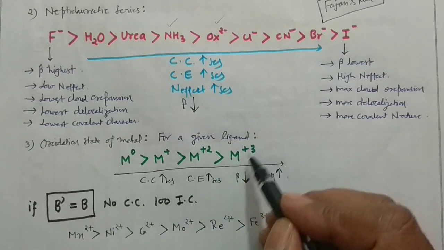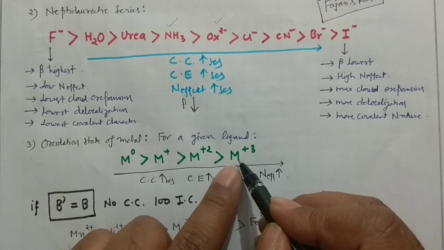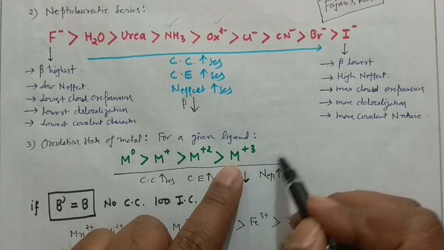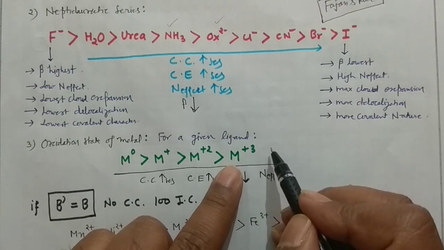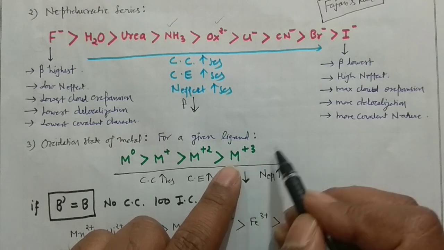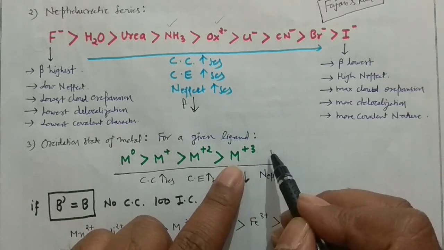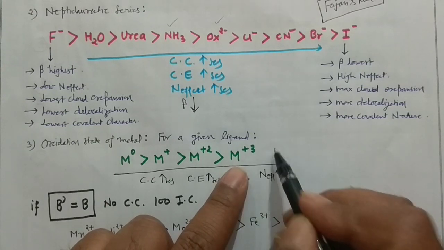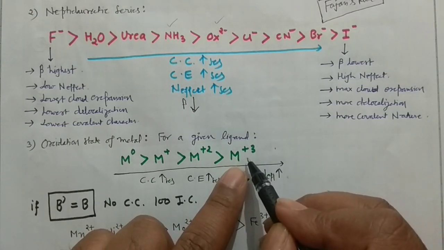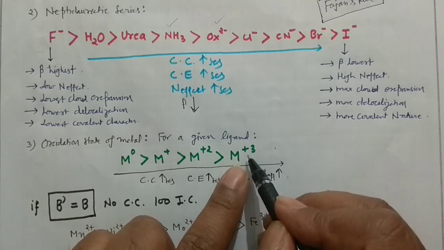a large number of electrons are not there, that means the effective nuclear charge is very high for this one. When the effective nuclear charge is very high, it can very easily polarize any ligand. And see, in the light of Fajan's rule, if it can polarize the ligand, that means it can form a covalent bond. When it forms the covalent bond, definitely the delocalization would occur. That means the nephelauxetic effect would be high for this one, but the nephelauxetic ratio would be low for this one.